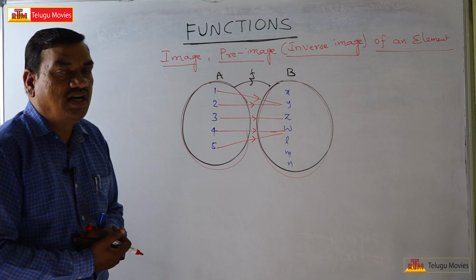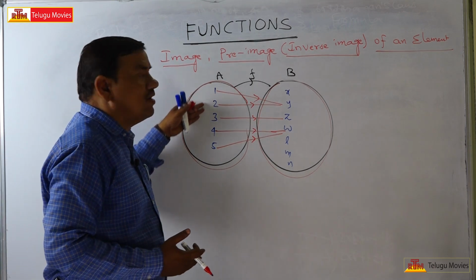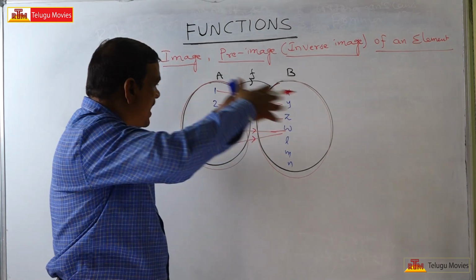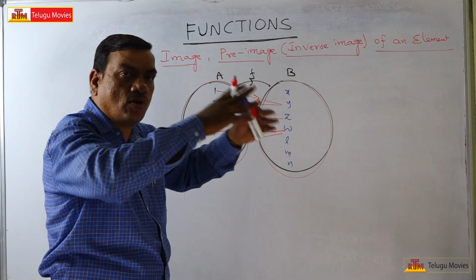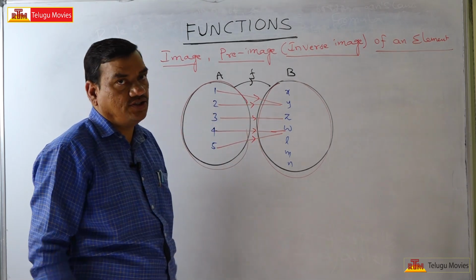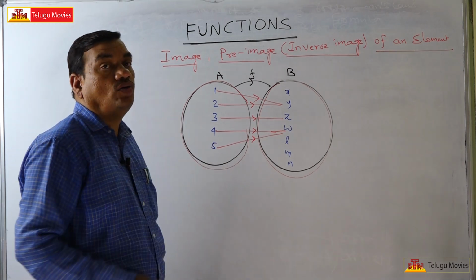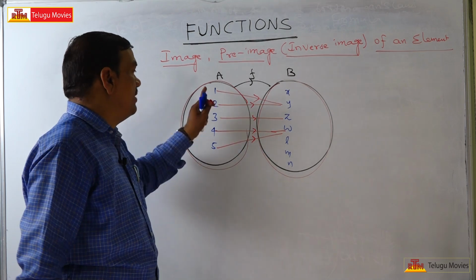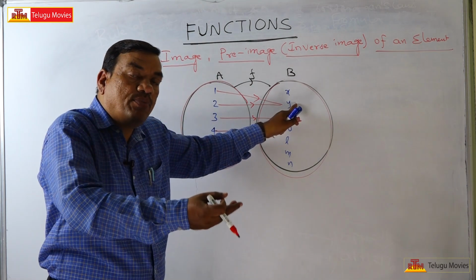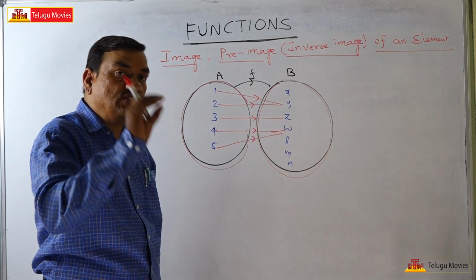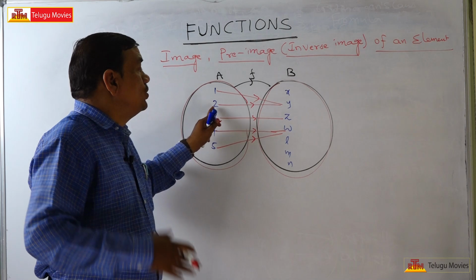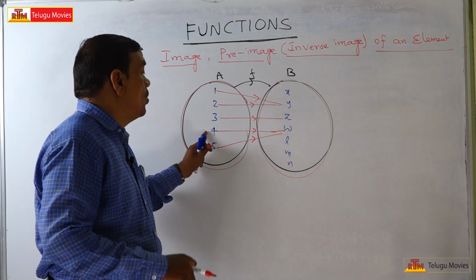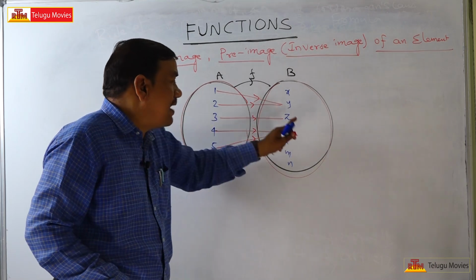So once again I will revise the definition. Every element of A, 1, 2, 3, 4, 5, arrows start from every element, and each is mapped onto or attached to a unique element of B. That means one and only one element. 1 is mapped onto only one element, that is y. 2 is mapped onto y, one element only. 3 is mapped onto z. 4 is mapped onto w. 5 is mapped onto w.